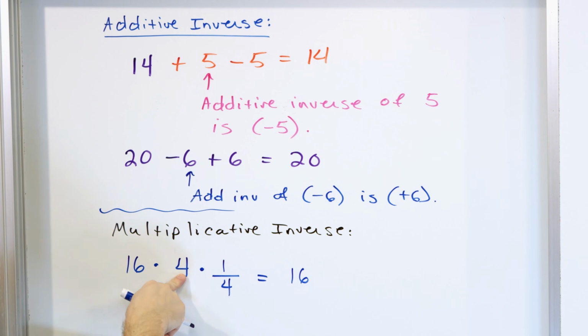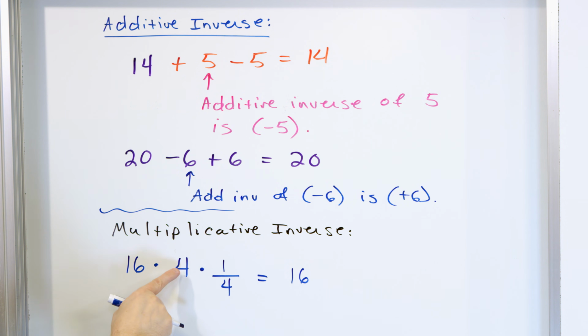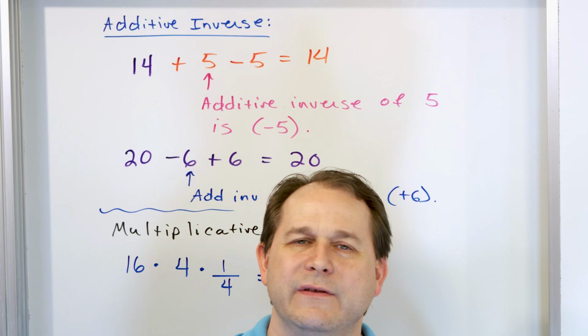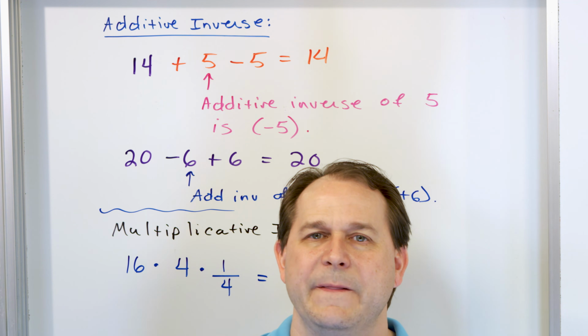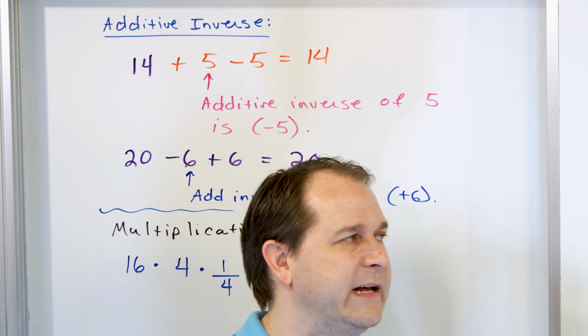So you see, by multiplying by 4, I've changed the original number. But I can immediately undo that by multiplying by the inverse of 4, but not the additive inverse, it's the multiplicative inverse. So what it's telling you is that the inverse of multiplication is division. The inverse of addition is subtraction. It's exactly what I said in words at the very beginning of this lesson.